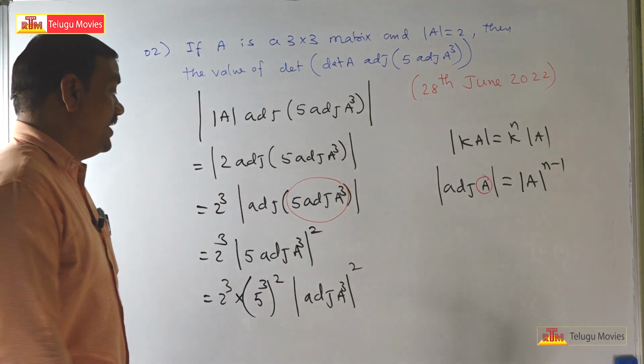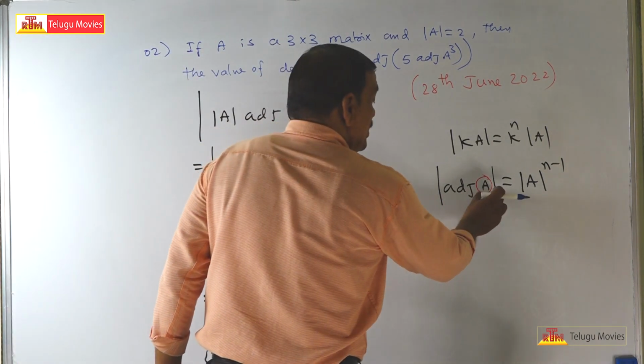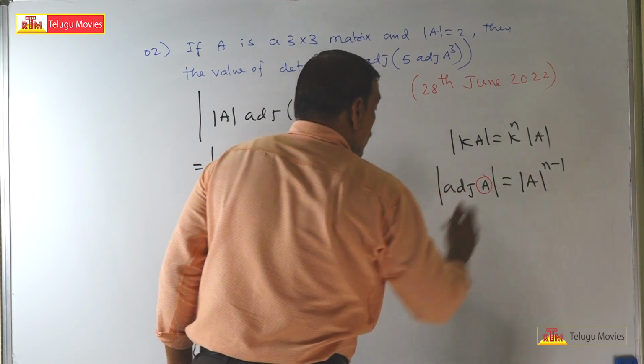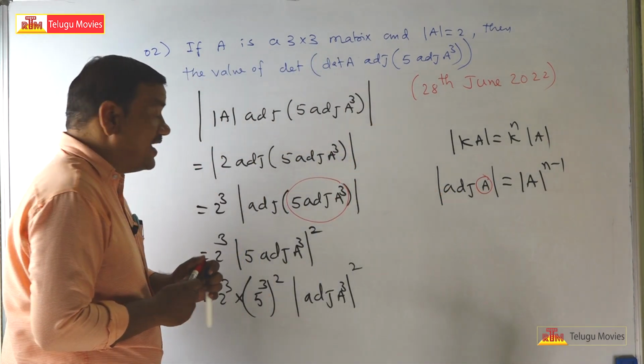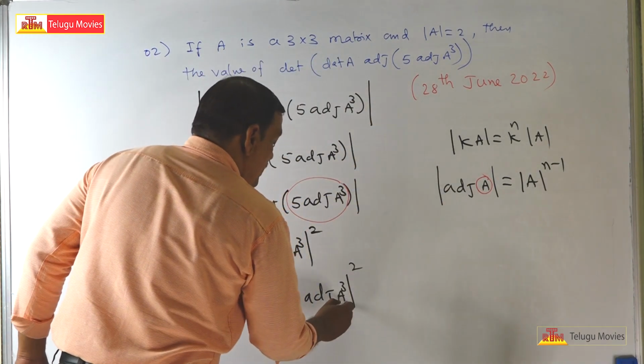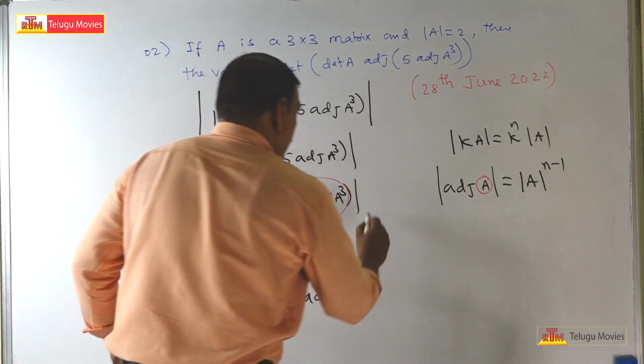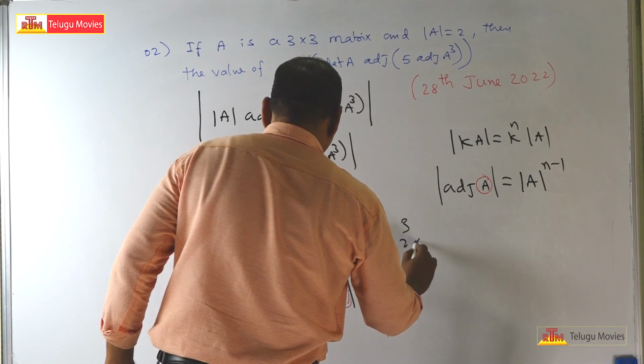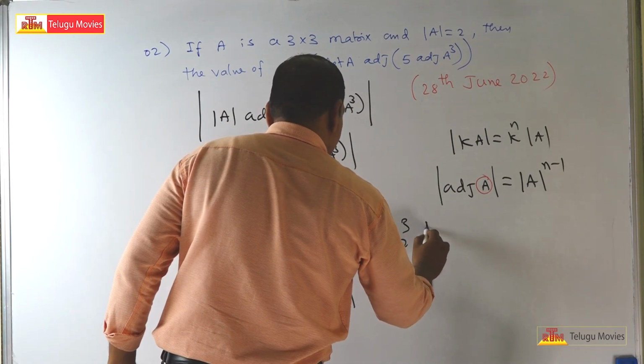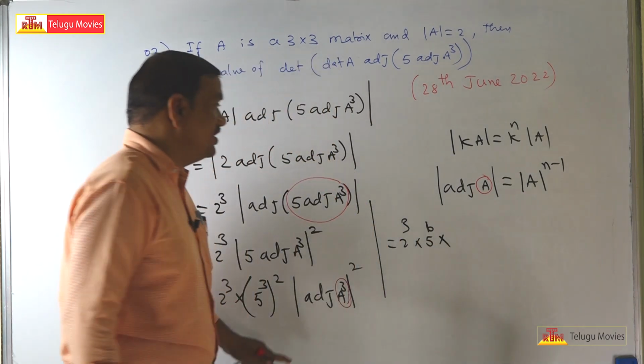Now again see here. Determinant of adjoint of A is equal to det A whole power n. Now in place of A, what is there? A cube is there. Again I am doing this. This is equal to 2 cube into 5 to the power of 6 times. This will become how much?